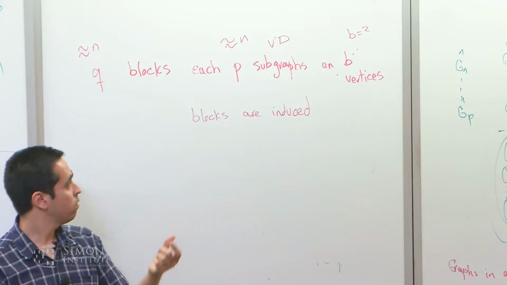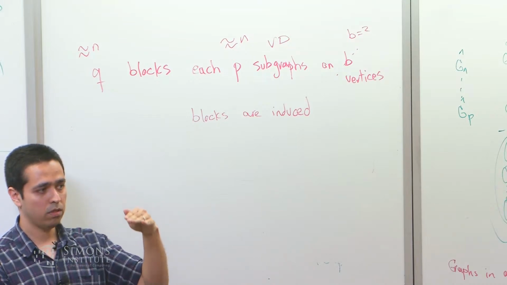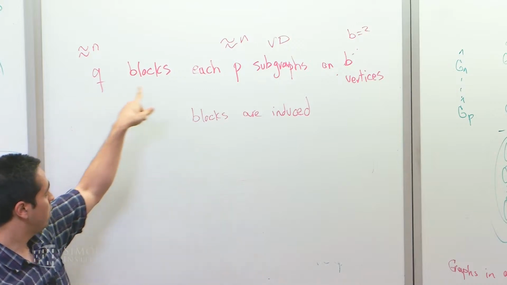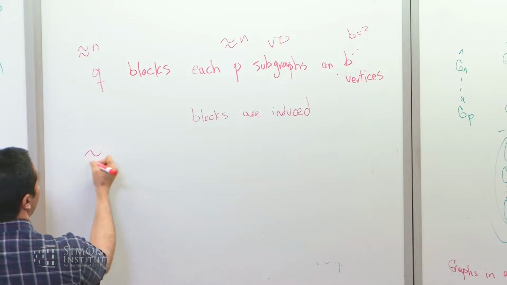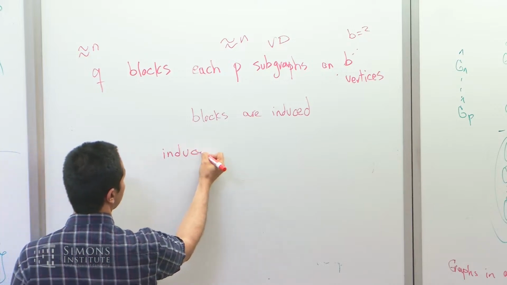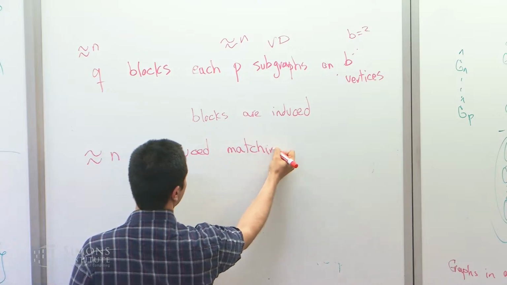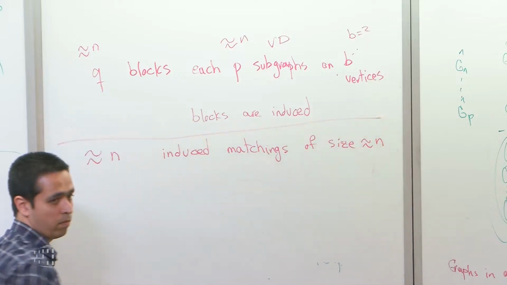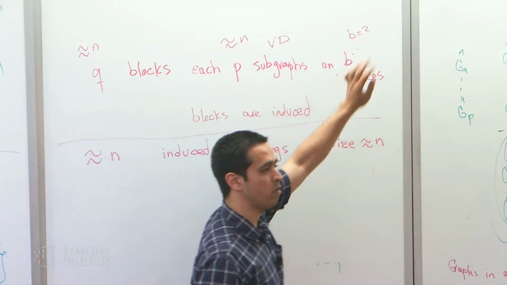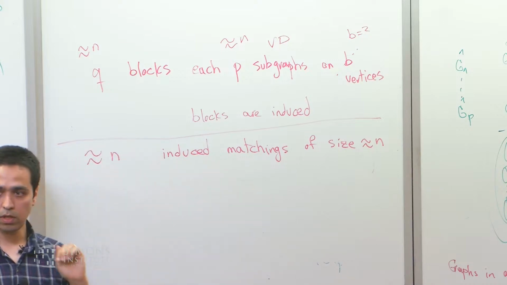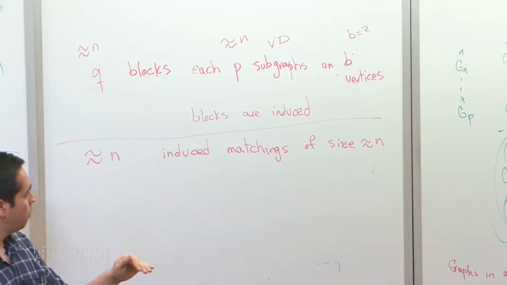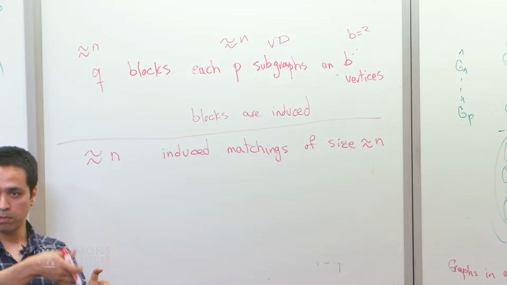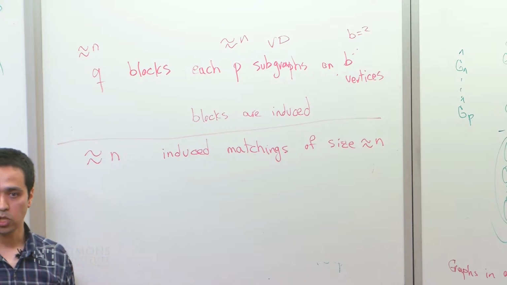Okay. What is N vertex disjoint edges? It's a matching, no? Okay. So I'm asking for a graph that has roughly N induced matchings. In its simplest form, you need a graph that has roughly N induced matchings of size N. Induced matching means that there are no edges between them. Okay, if you look at the induced subgraph, it's only the matching.